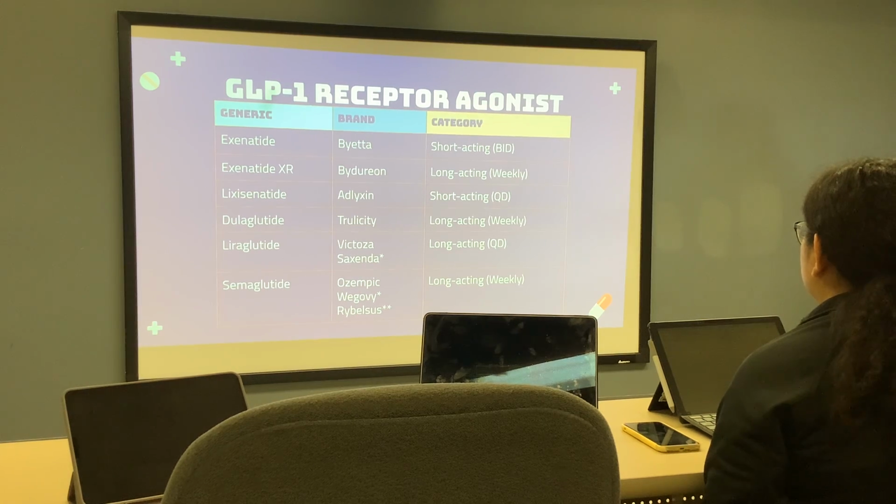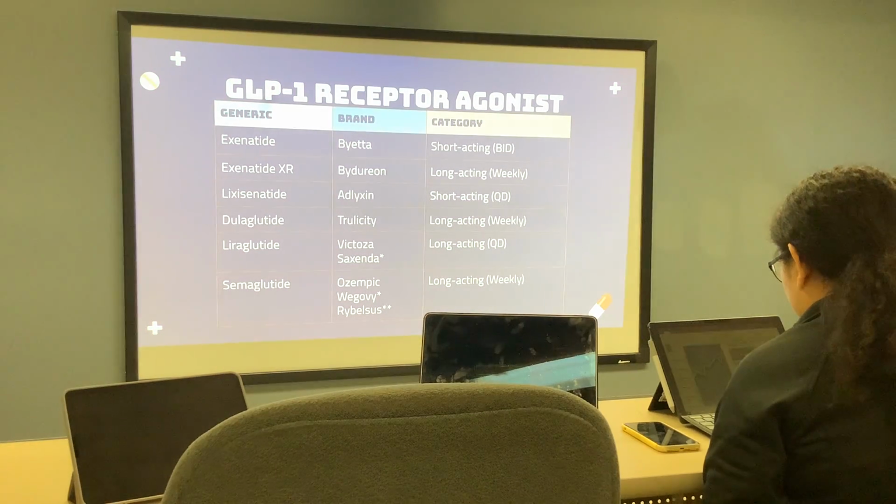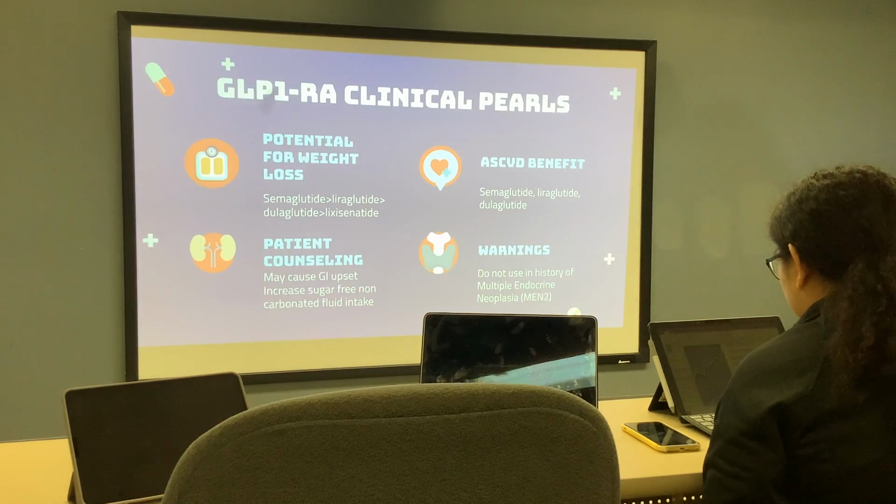GLP-1RAs. Here is our brand and generic chart, and whether it's long acting or short acting. And so you have your BID, weekly, QD. Pay attention to that. They will ask.